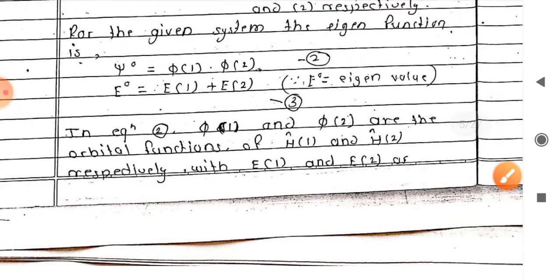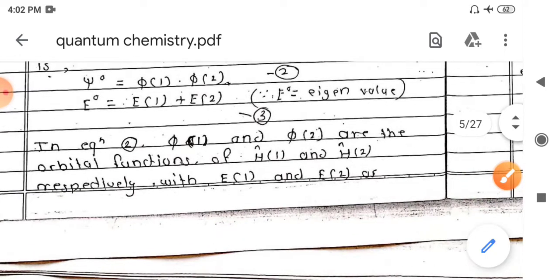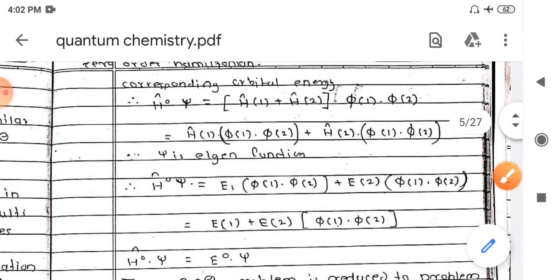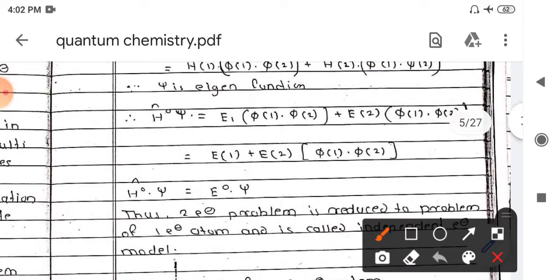So equation 2 and equation 3 are the overall wave equation and overall energy of the system. By using the above equations in the standard equation, we can substitute that H cap of 0 psi is equal to what? H1 plus H2 of phi 1 into phi 2. First we have to operate H1 on these two functions. But H1 operating on this and H2 operating on this is nothing but E1 and E2, because these are the eigenvalues of the given functions.